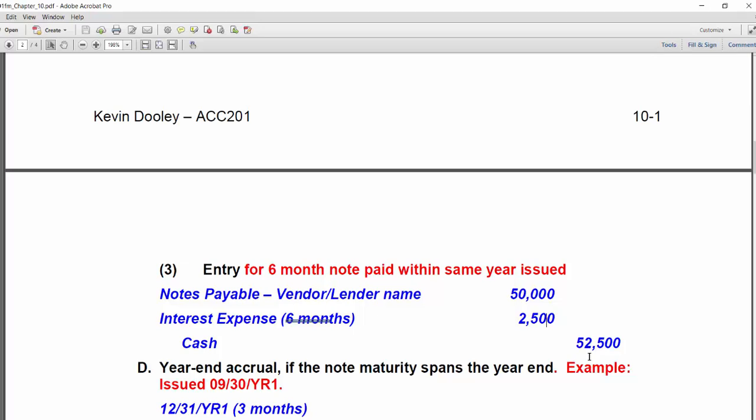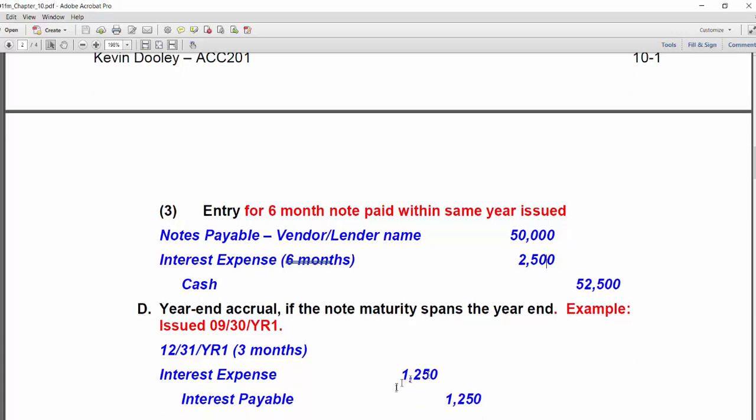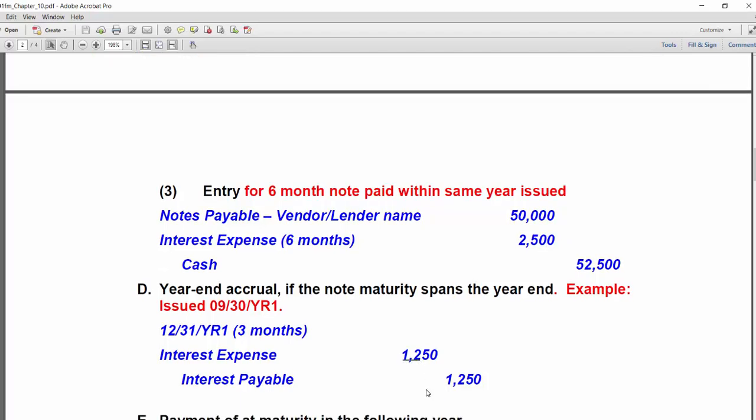Now if we come to the end of a year and the repayment date of that note is sometime after the end of the year, then we will need to do some splitting. What that involves is picking up the interest that's due for the period of time up to the end of the first year where the note was issued. Pick that up as interest expense and interest payable through an interest accrual.